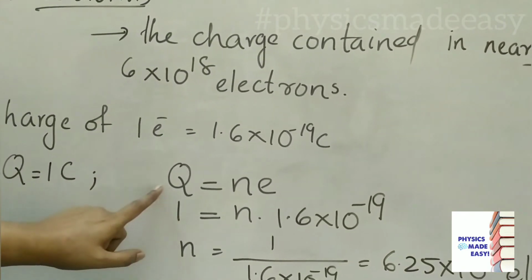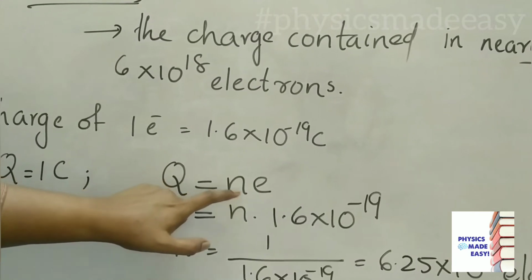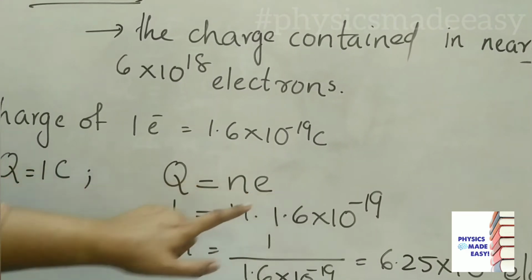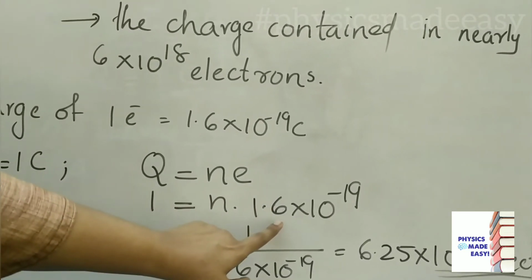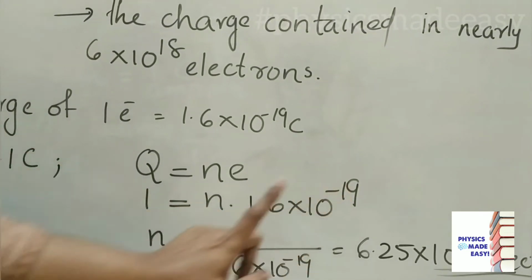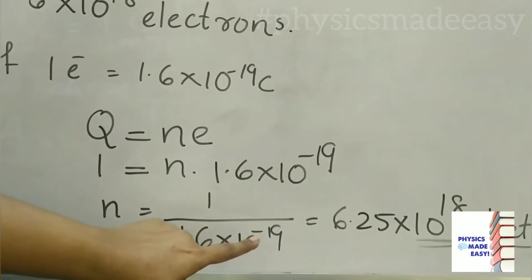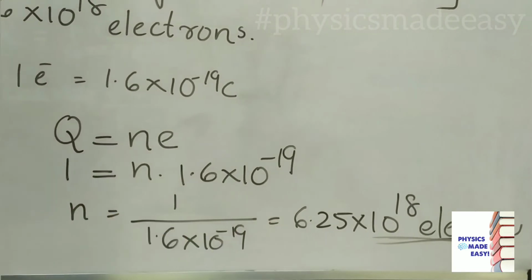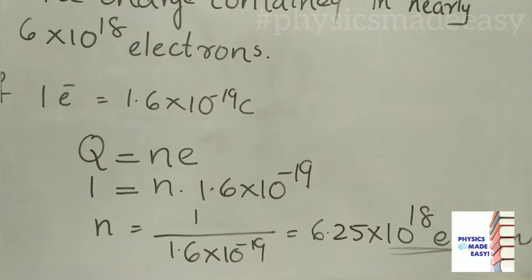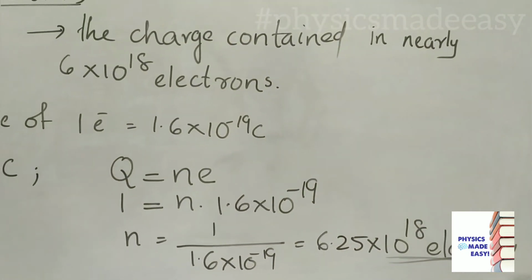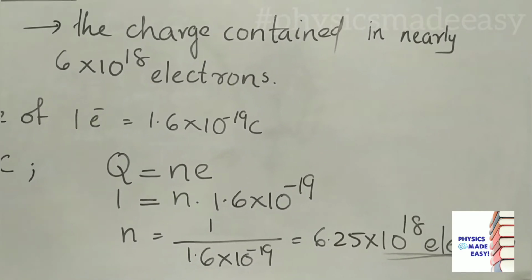Then we can use this equation Q is equal to N into E. N means number of electrons and E is the charge of 1 electron. So we can write 1 is equal to N into 1.6 into 10 raised to minus 19. Then N is equal to 1 by 1.6 into 10 raised to minus 19. You will get 6.25 into 10 raised to 18 electrons. So we can say 1 coulomb is equivalent to the charge contained in nearly 6 into 10 raised to 18 electrons.